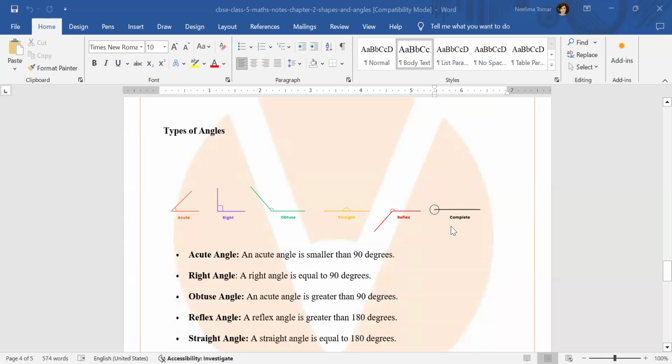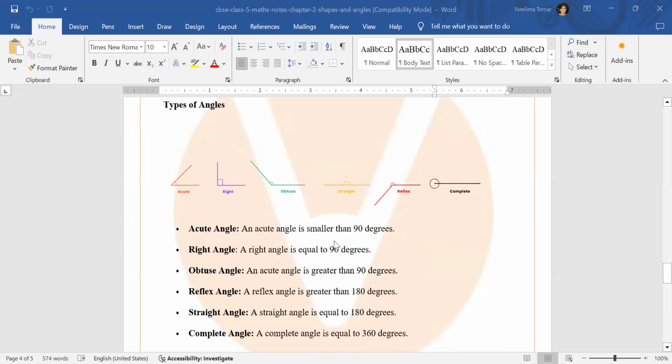Let's begin with angles. So first we'll start with the types of angles. As you have already studied in class 4, how the angles are formed. When the two arms meet, they form an angle. Depending on the gap of the two arms, we classify angles into various categories.